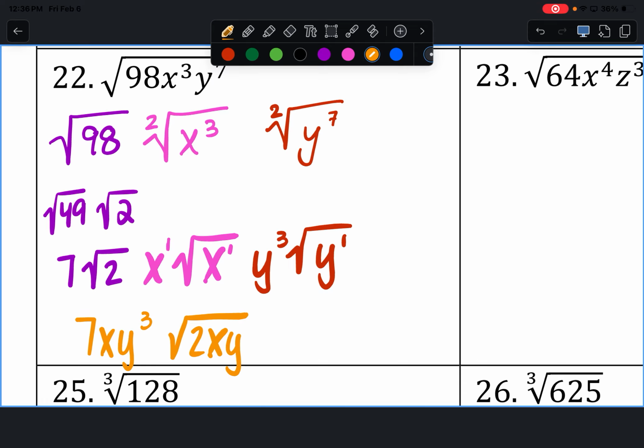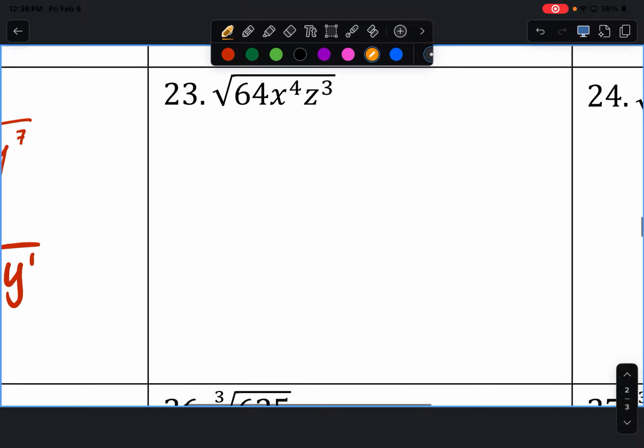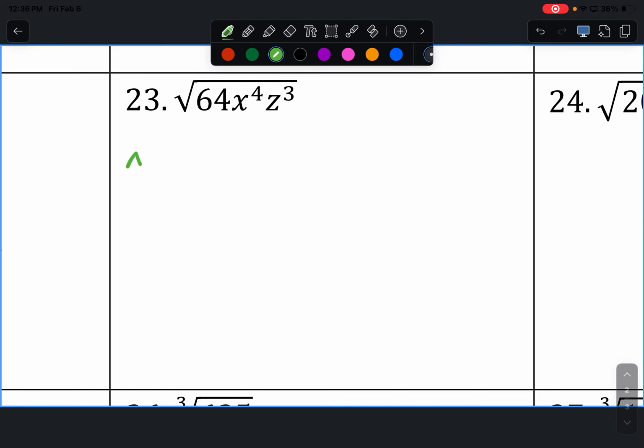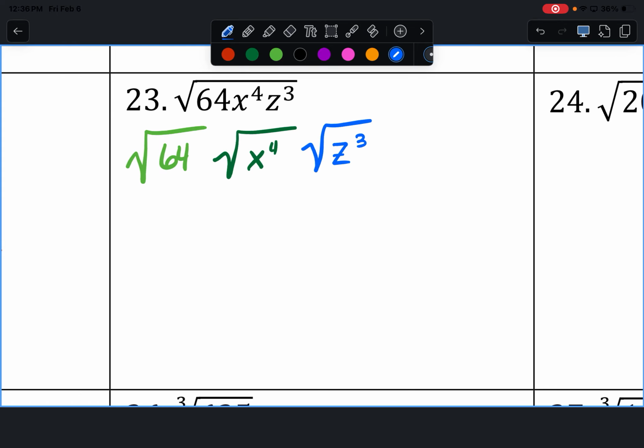Now we're going to look at question 23. Okay, so we're going to break this one up in pieces as well. So we're going to look at the square root of 64, the square root of x to the 4th, and the square root of z to the 3rd. Can I take the square root of 64? Yeah. What is it? Okay, that's the first piece.